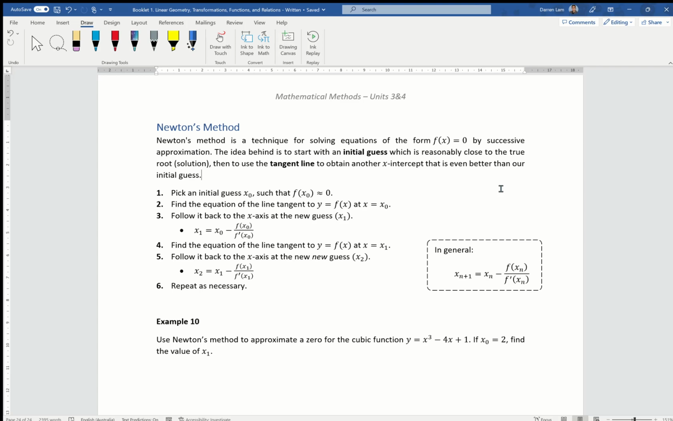The idea is that, essentially, as I mentioned, it's trial and error with a process. The idea behind this is to start with an initial guess, which is reasonably close to the root. When we say root, it just means your x-intercepts, essentially. Then we use the tangent line to obtain the x-intercept that is even better than the original guess. In principle, what that means is this. We're going to apply this formula, and then just keep applying it as many times as the question asks.